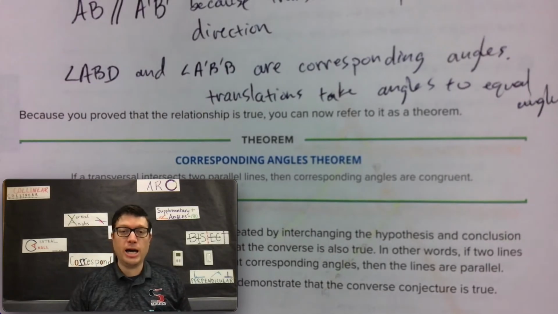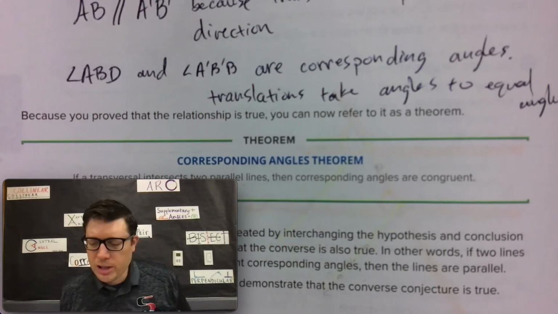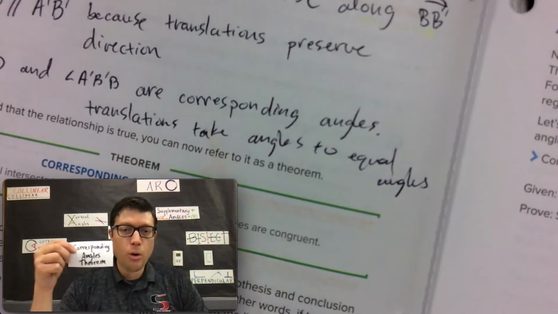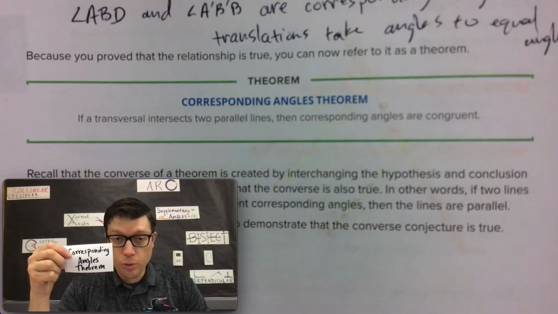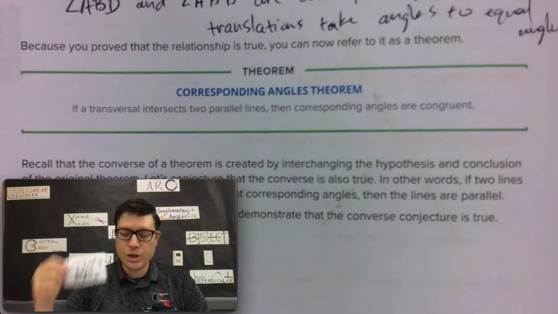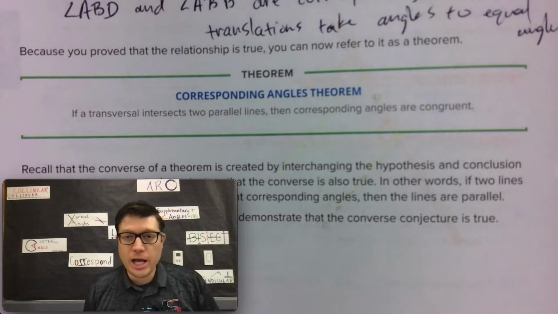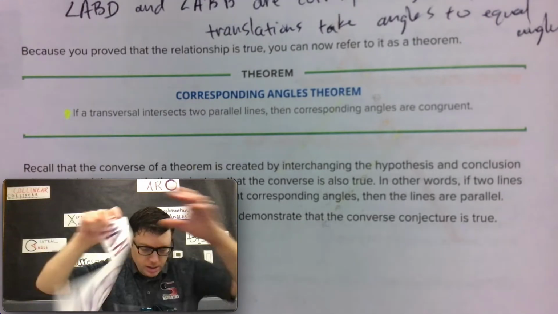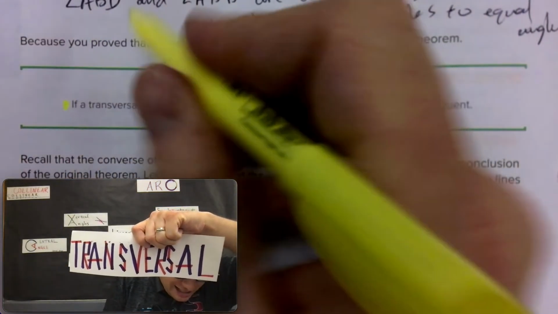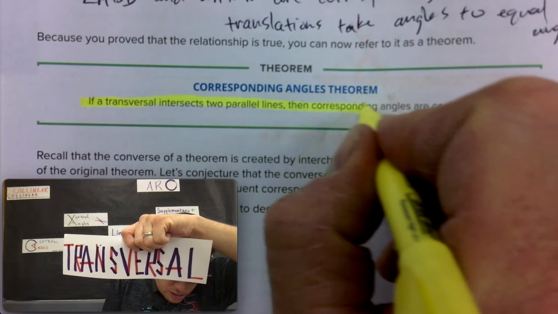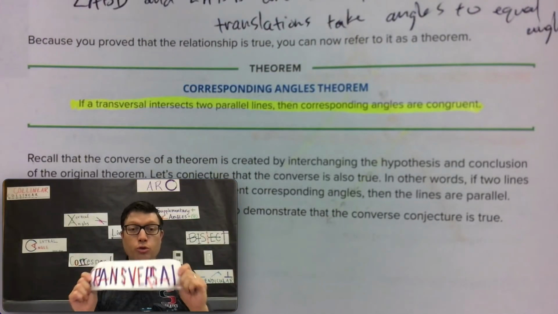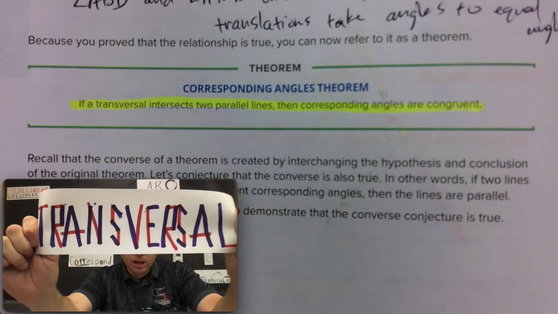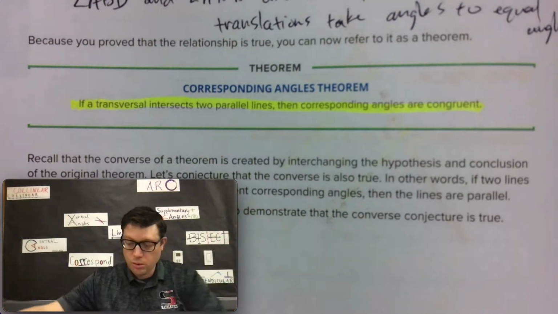Let's see if I can make all of that visible on the video. Perfect. Okay, this is time for a highlighter. Because you proved that the relationship is true, we now get to claim that corresponding angles are congruent. We get to claim that that is a theorem because it has logic and argument behind it. Highlight: if a transversal intersects two parallel lines, then corresponding angles are congruent.